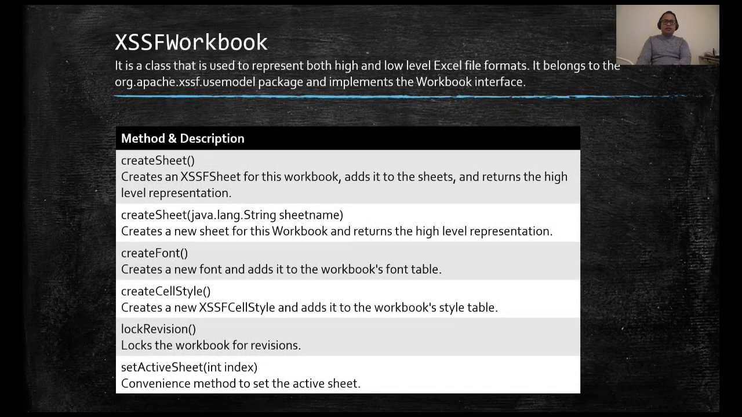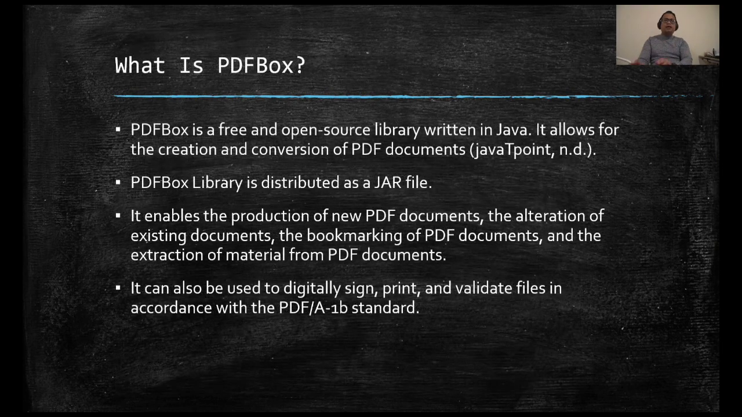And then next, I'll be discussing how to handle PDF file formats using a different library or package. For PDF file formats, what I came across for my research is PDFbox. There's actually a ton of other libraries or packages that's used to handle reading and writing to PDF file formats, but this is the one that I chose. So what is PDFbox? Well, similar to Apache POI, PDFbox is a free and open source library that's also written in Java. So it allows for the creation and conversion of PDF documents.